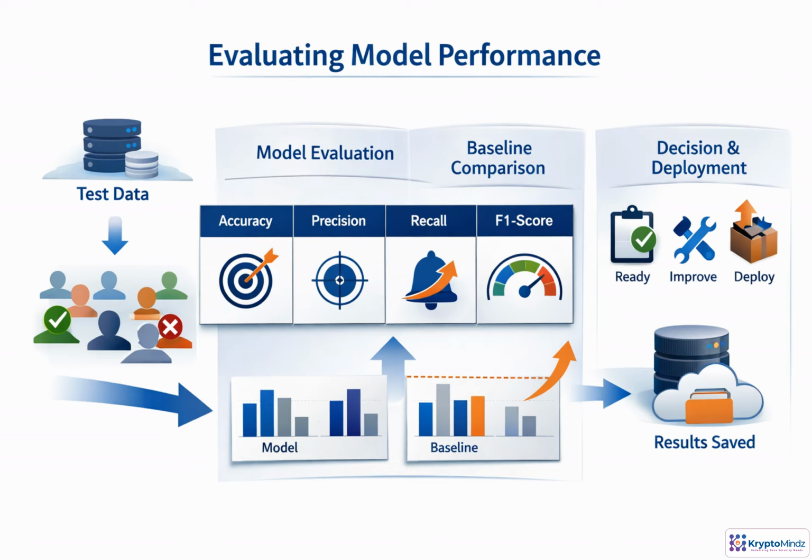After training, we move from building the model to judging whether it is useful. Test data gives an honest check on examples the model has not seen before. For churn, accuracy alone is not enough. Precision shows how reliable the churn flags are, recall shows how many true churners we catch, and F1 balances the two. We compare these results with a baseline or business target, decide whether to improve, package, or deploy, and record the outcome.